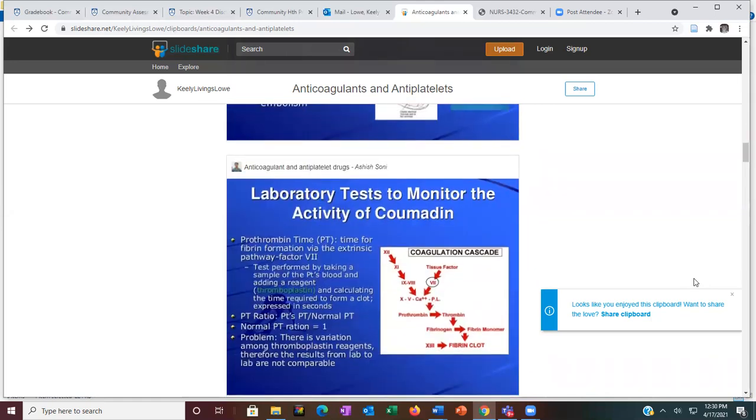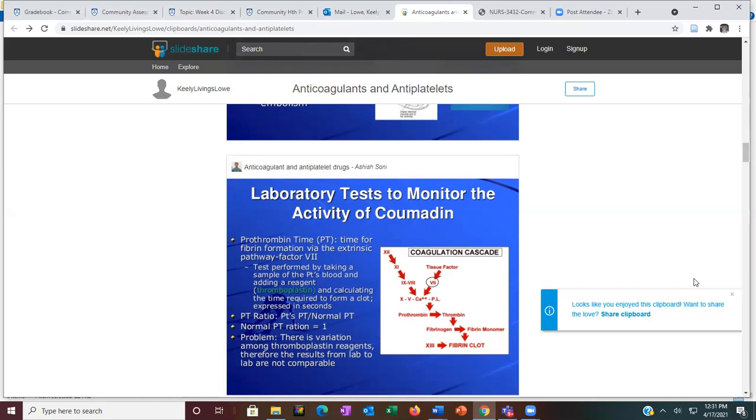What kind of tests do we do to monitor the action of warfarin, Coumadin? These are two lab tests. They're called PT and INR. And I'm going to kind of explain to you what the difference is. PT is the time for the fibrin formation via the extrinsic pathway. So kind of where it's shown there, the time for that blood clot to form from this level of factor 7. So it says it's a time. So PT is looking at the number of seconds it takes for the blood to clot, okay?